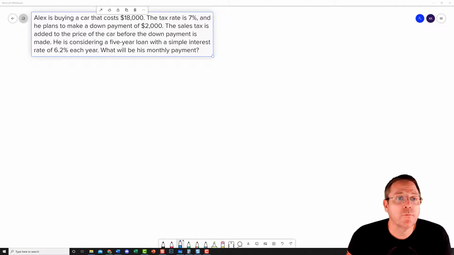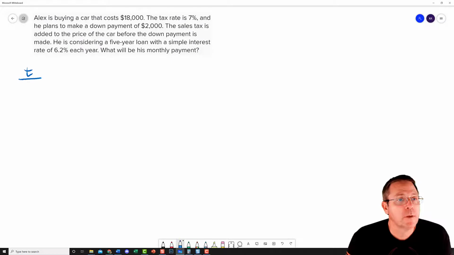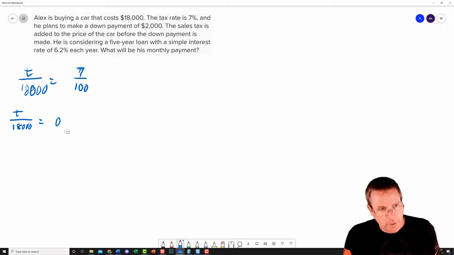So let's start off, and first we're going to find out what the final selling price of the car is going to be. So at that, we're going to take the tax over 18,000 is equal to 7% over 100. Okay, so 7 over 100. We can rearrange that to say tax over 18,000 is equal to 0. No, let's do it differently. I think with these numbers we got something better to work with here.